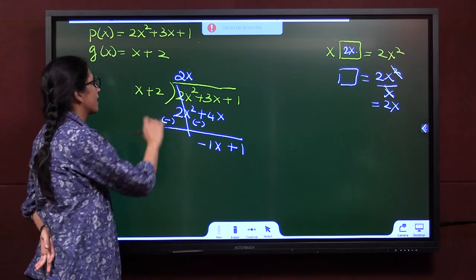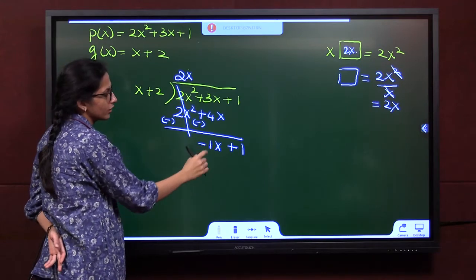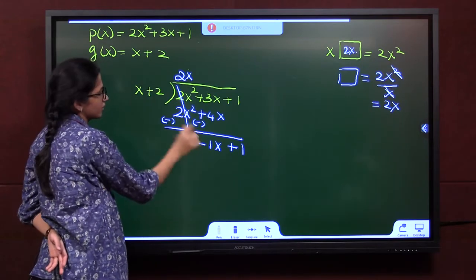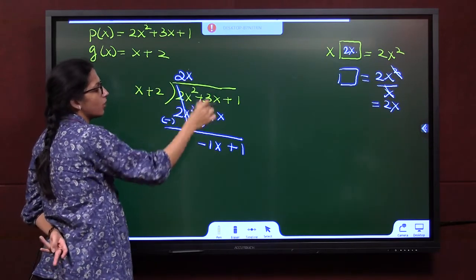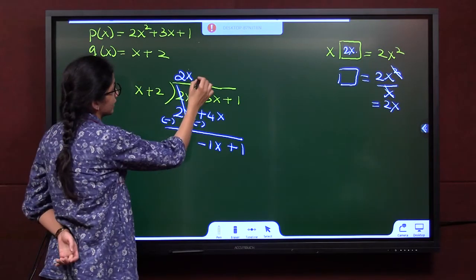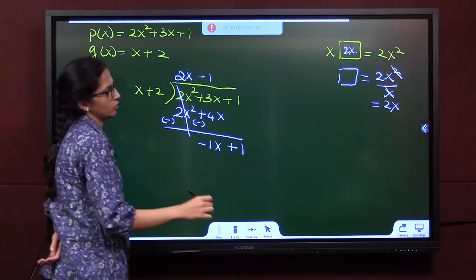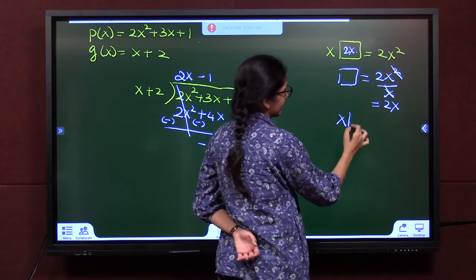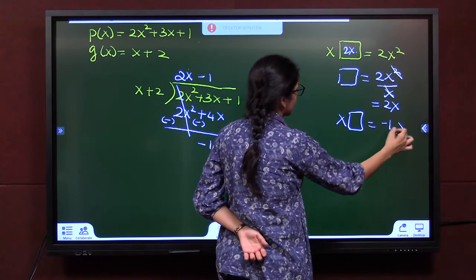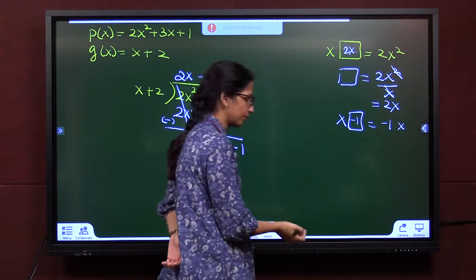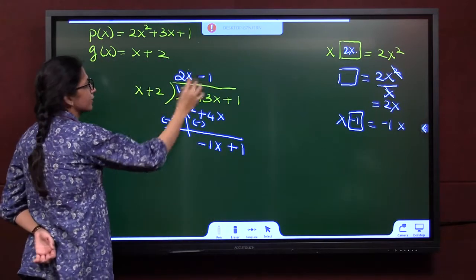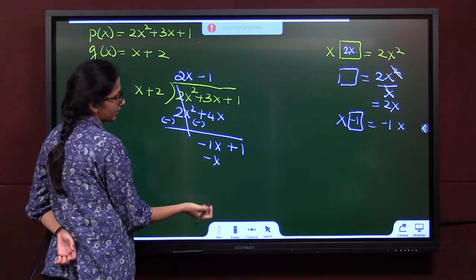Now, x into what will give minus 1x? Take the first term. X into what will give minus 1x? X into minus 1. So x into minus 1 is minus 1x, or minus x.